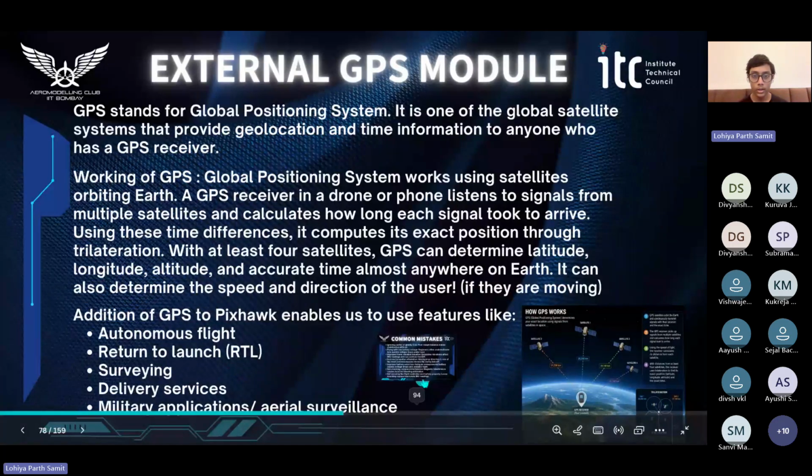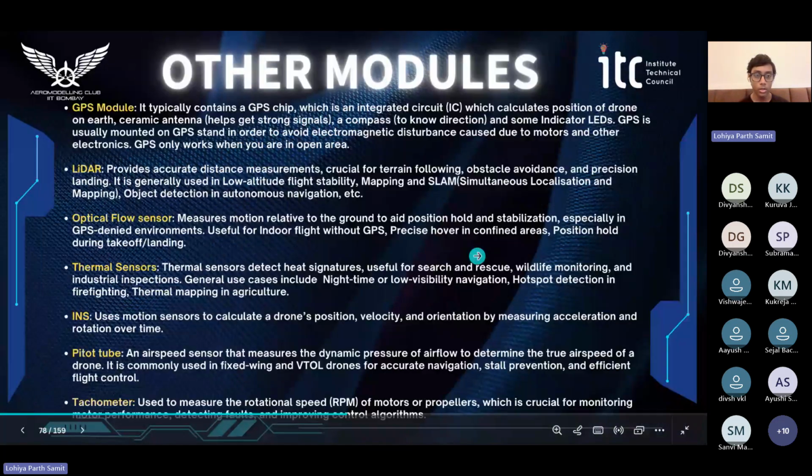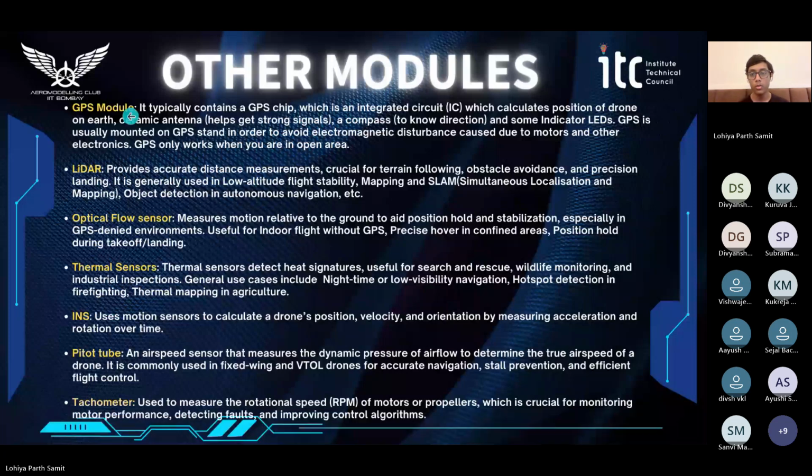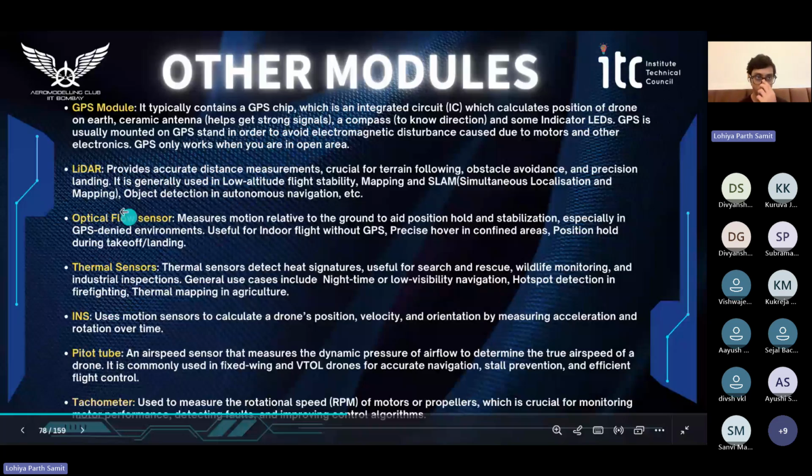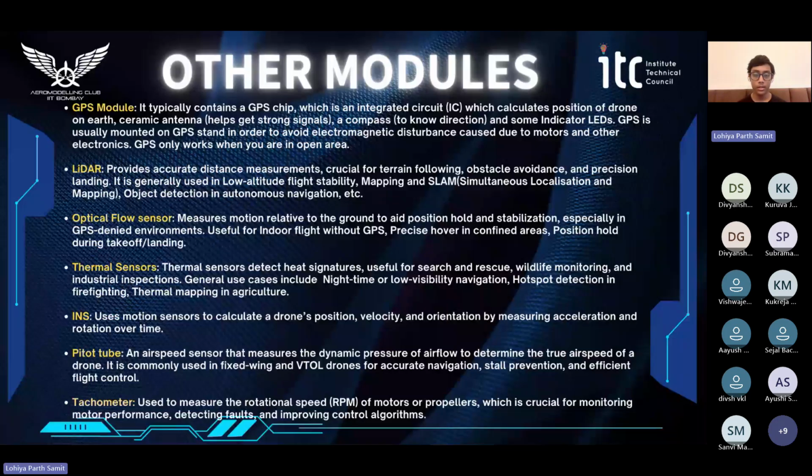Now, moving to other modules. So we just saw the GPS module. And moving on to these other modules, we have the LiDAR next, which just sends out laser light, and it tracks the time it takes for the light to come back to the drone itself. And using that time difference, it can calculate how far the obstacle is. It is generally used in low altitude flight stability, mapping, and also SLAM. SLAM stands short for simultaneous localization and mapping, which we'll see later, and object detection in autonomous navigation, etc.